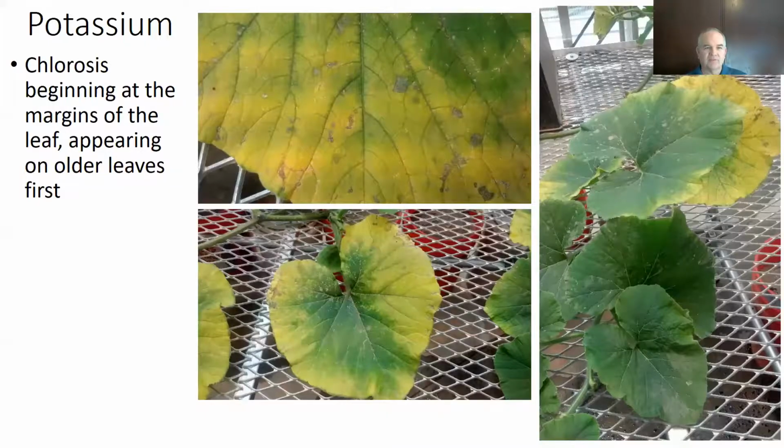All right, let's shift back to deficiencies. Potassium deficiency, also chlorosis, also appearing on the older leaves first.